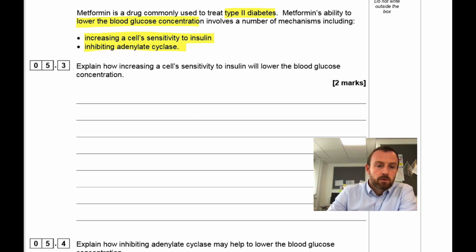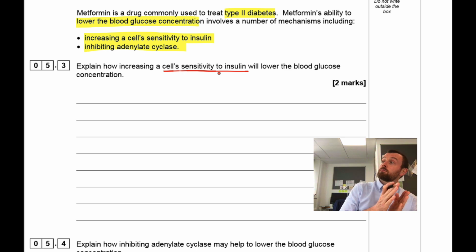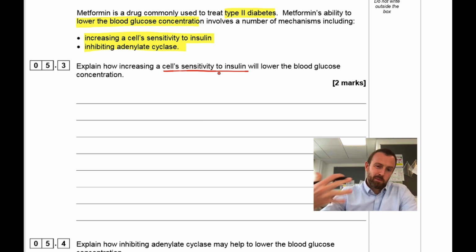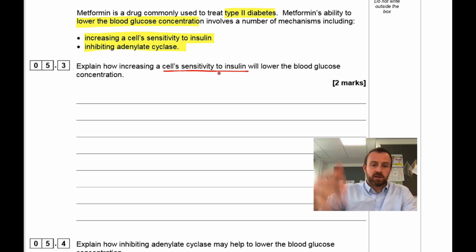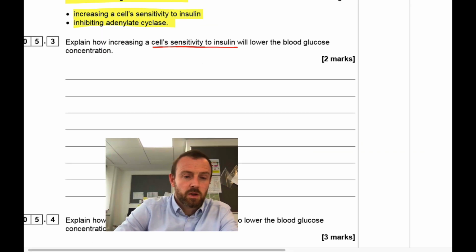So, if a cell is more sensitive to insulin, then a certain amount of insulin will cause more glucose transport proteins to be incorporated into the cell membrane, making the cell more permeable, resulting in more glucose entering cells and resulting in more glucose being stored as glycogen. I think we're just looking for repeatedly using the word more, really, and then following through the steps. More of this, so more of this, so more of this. Okay, let's look at the mark scheme.